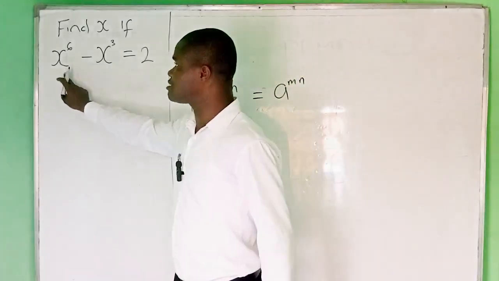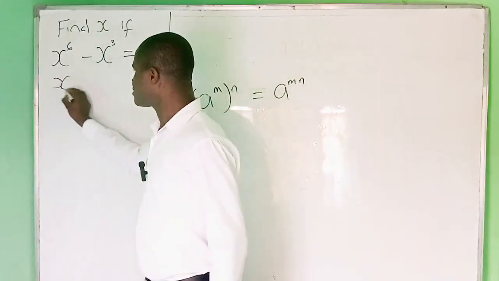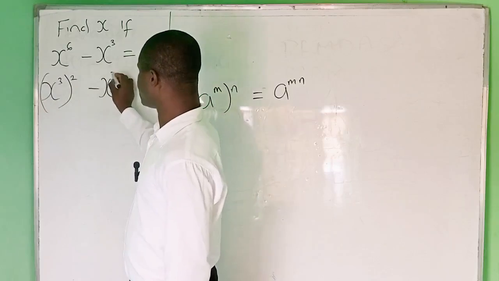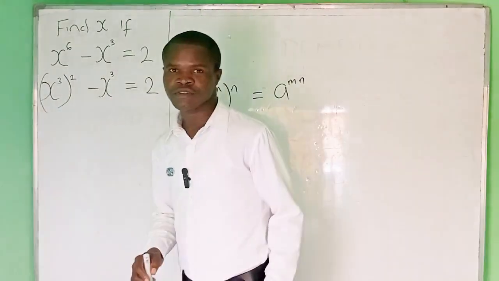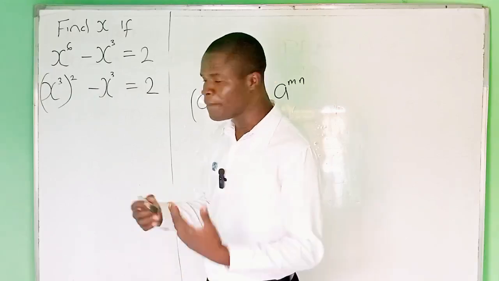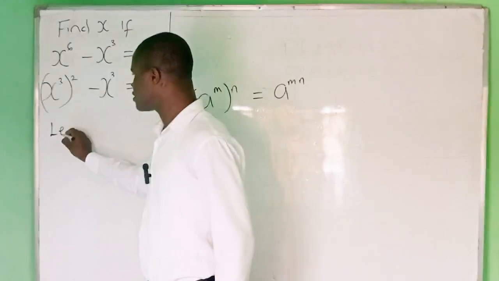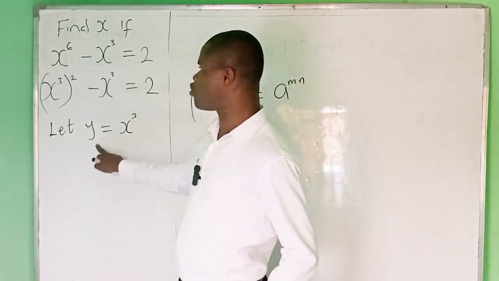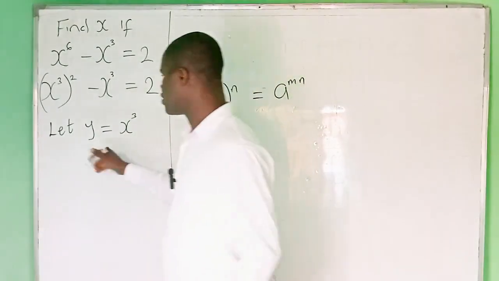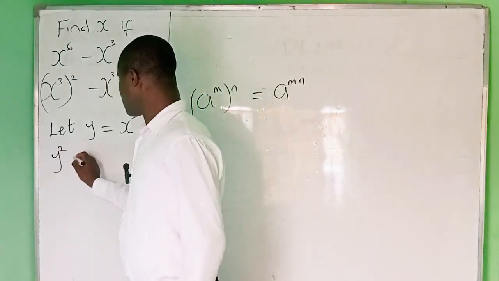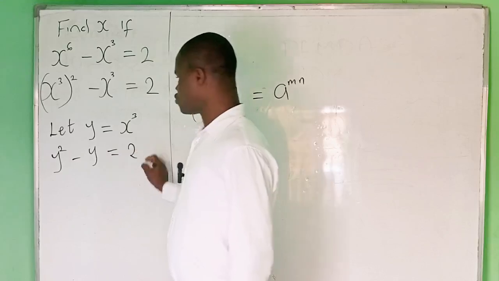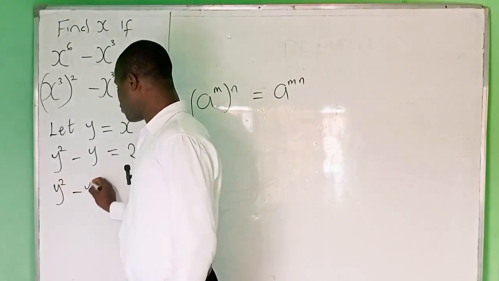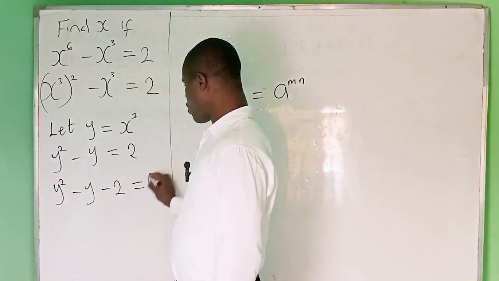So I'm going to be expressing x raised to the power 6 as x raised to the power 3, all raised to the power 2, minus x raised to the power 3 equal to 2. You cannot proceed to solve except by the substitution method. So we say let y be equal to x raised to the power 3. Substituting y anywhere you see x raised to the power 3, we now have y squared minus y is equal to 2. Taking the 2 inside, it becomes y squared minus y minus 2 equal to 0.